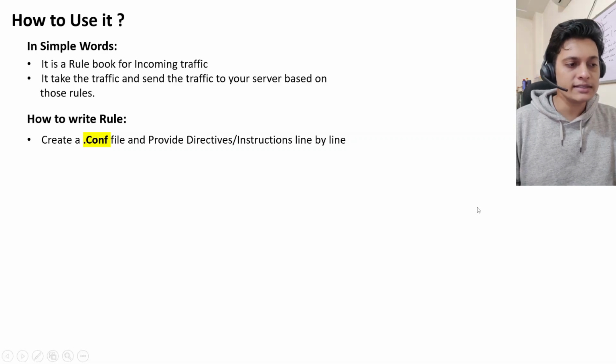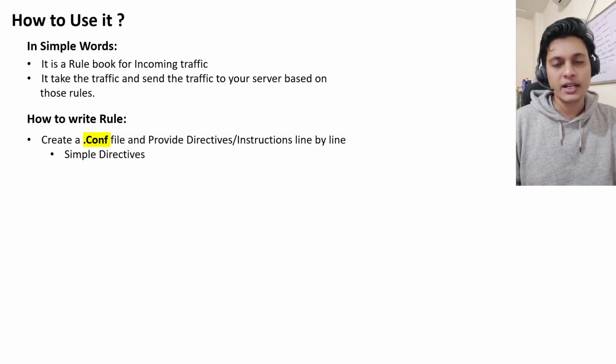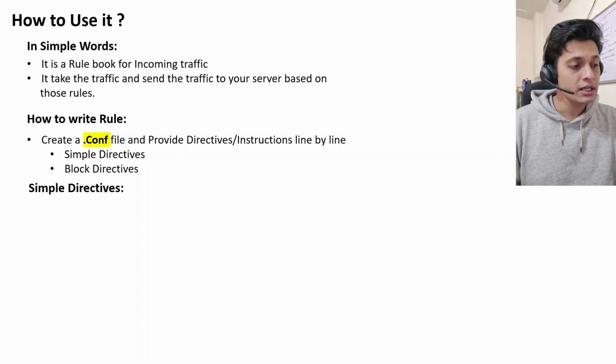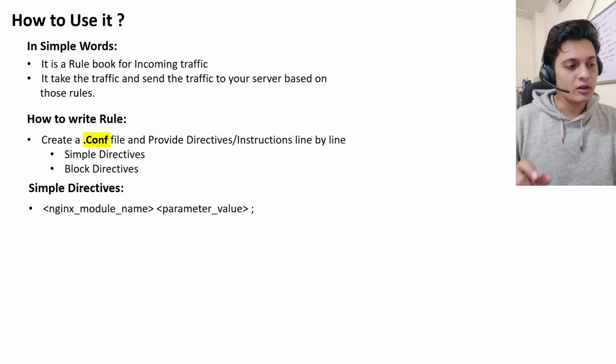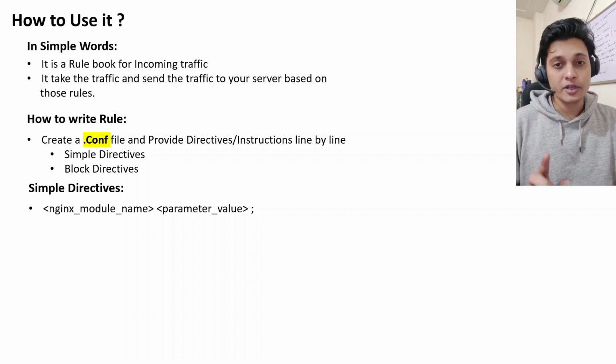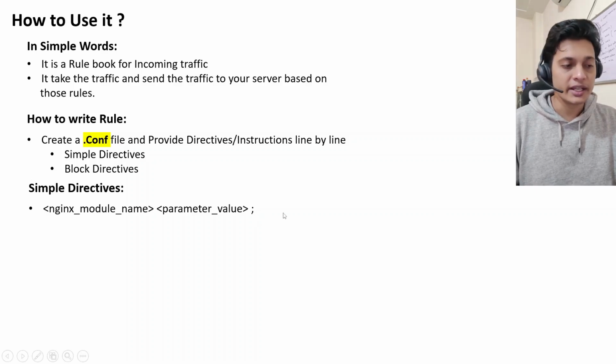But what is a directive? What are the directives? There are two types of directives. One is simple directives and the second is block directives. What are simple directives? All you have to do is write the Nginx module name and then the parameter name in a file. So you have created the configuration file. All you have to provide, line by line, is the Nginx module name and its value. And you have to remember that the semicolon is required when you are providing simple directives.